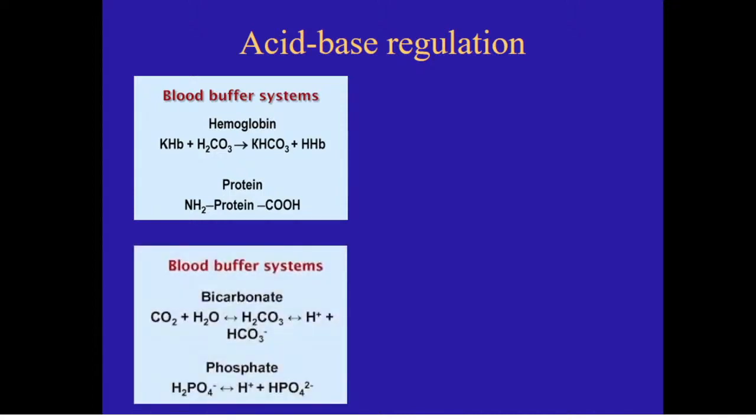And the most important plasma inorganic buffer system is bicarbonate. We already told how it works. And last but not least, the phosphate buffer, which for blood is not so important, but for example in tissues and in the kidney, this system works with the biggest strength.